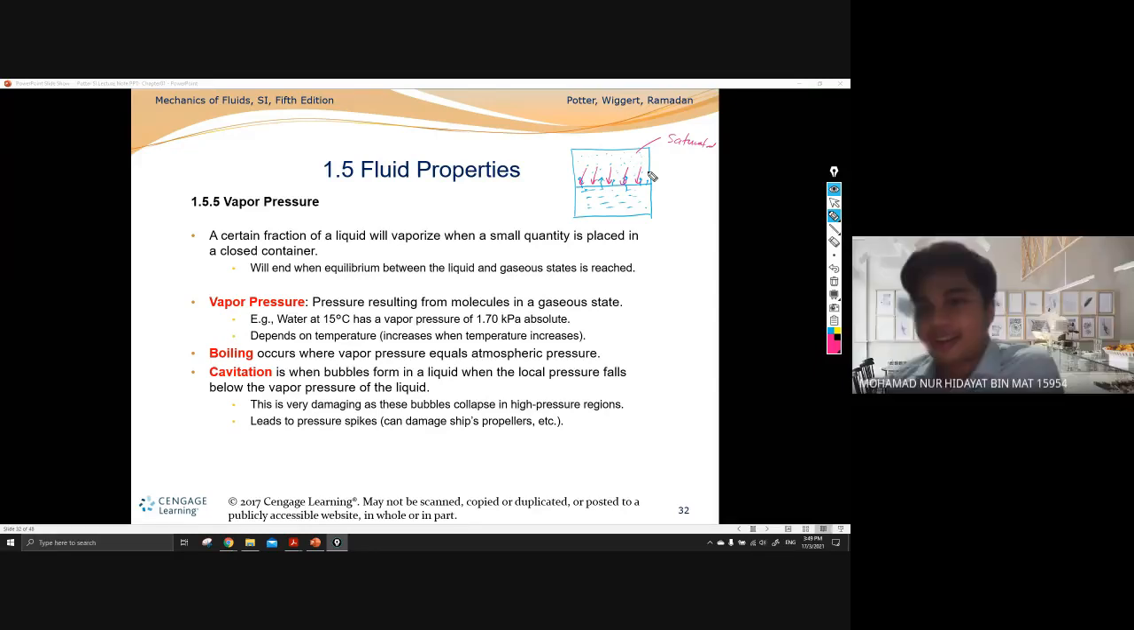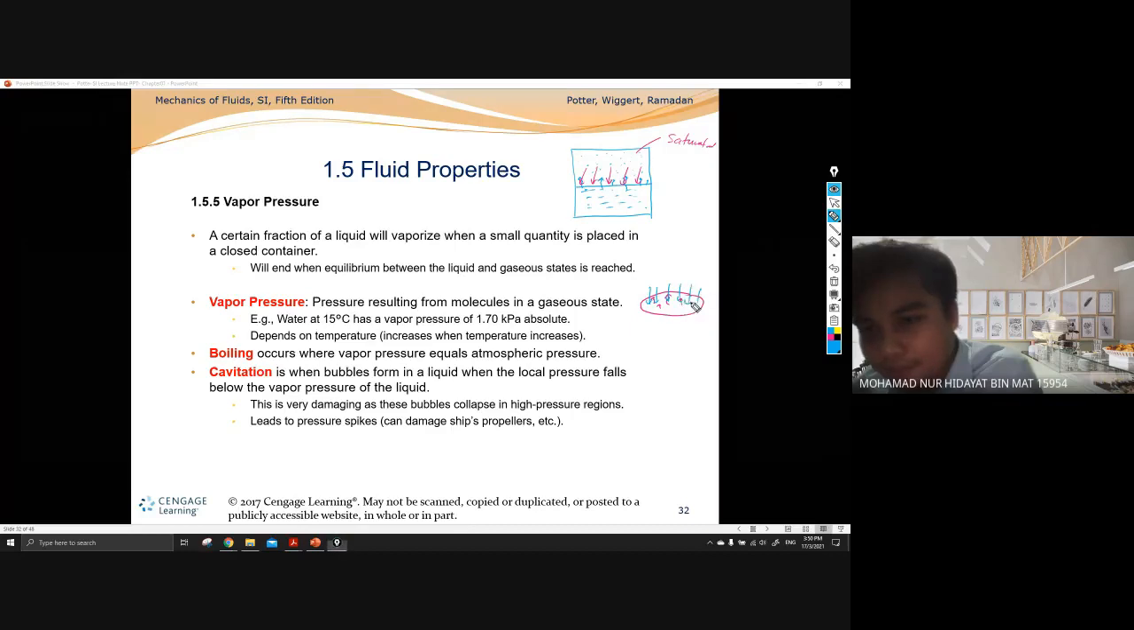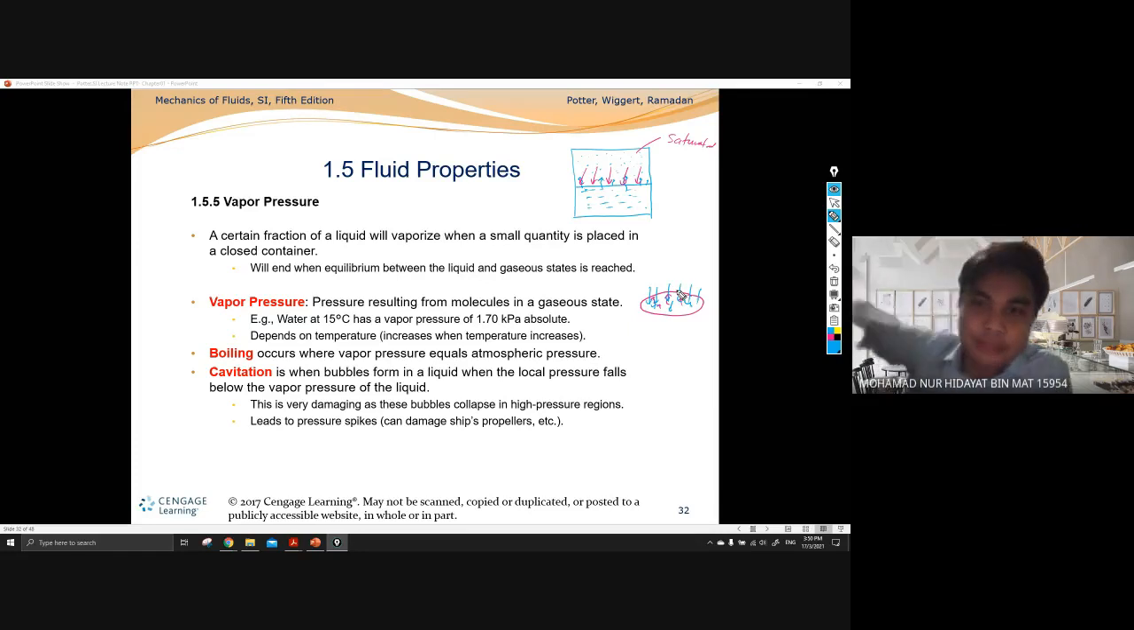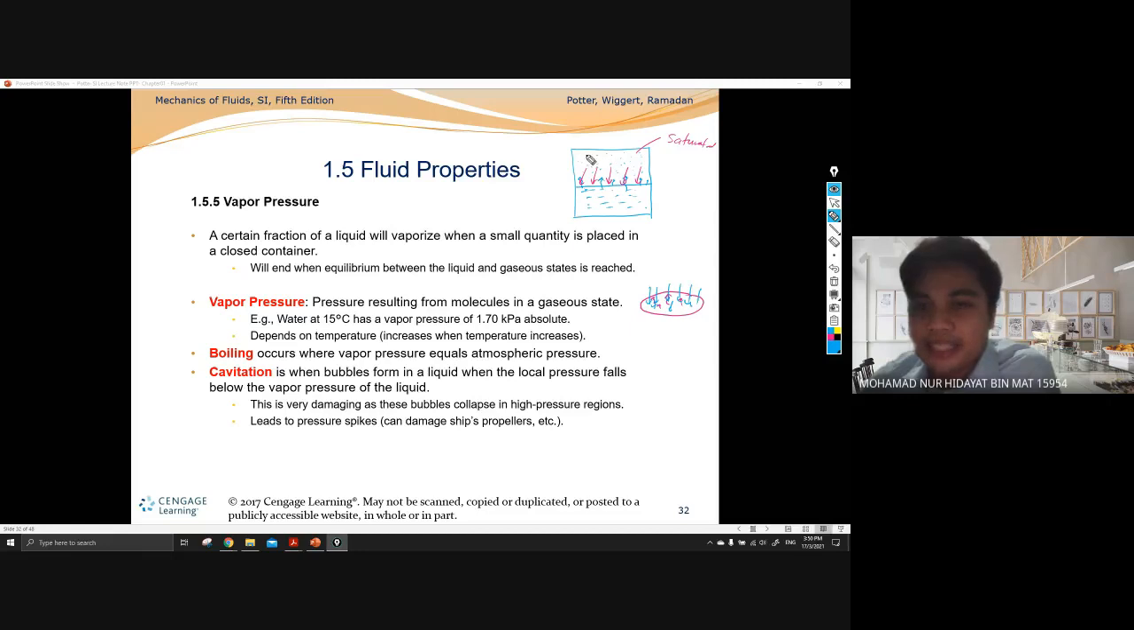Okay, why no? Because the pressure exerted by the vapor won't let the water escape, won't let the water go up. Yes, correct. So this is the water molecule trying to evaporate, trying to escape from the surface. However, due to the vapor pressure, it is pushed back in. So the water molecule will not be able to vaporize because of the vapor pressure pushing back. That is why this happens when the vapor is saturated, fully occupied.